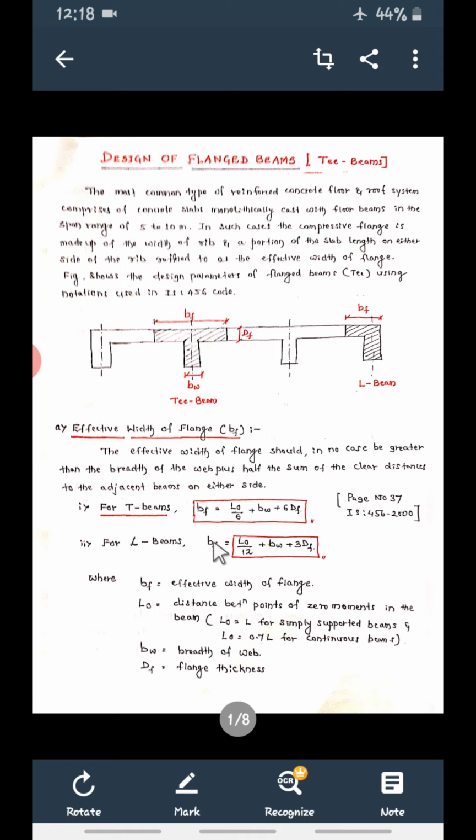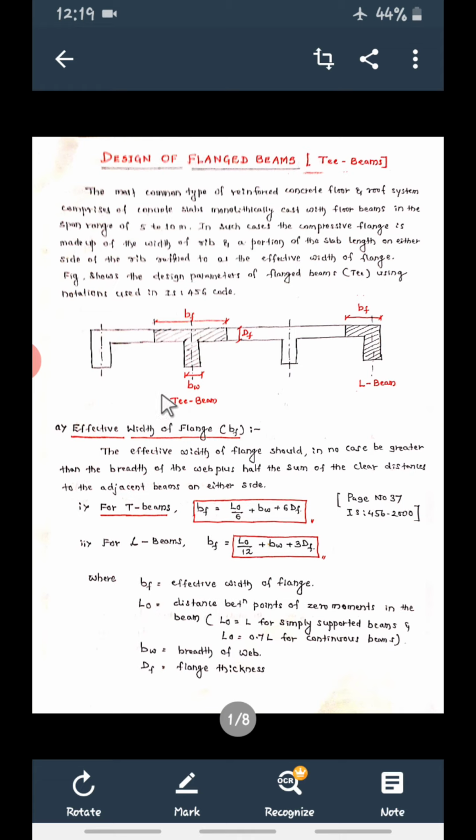Okay. So what if you are designing end beams? End beams are considered as L shape, that is L beams. For L beams, this BF will be calculated using this equation. Both the equations are there in IS 456-2000, page number 37. Okay. Then what are these terms?